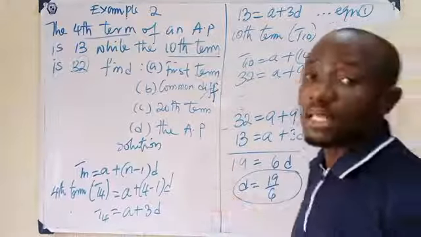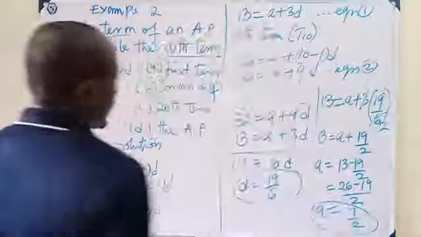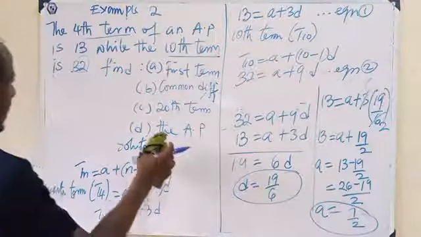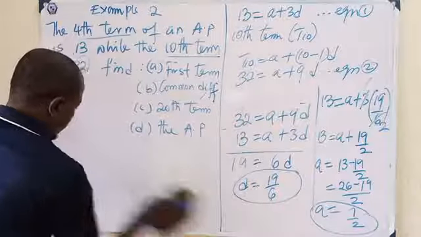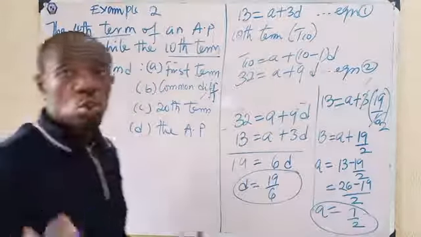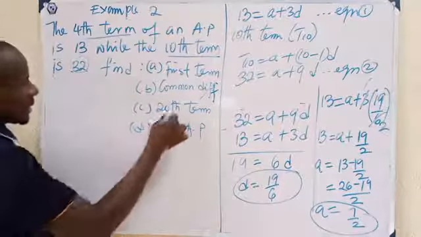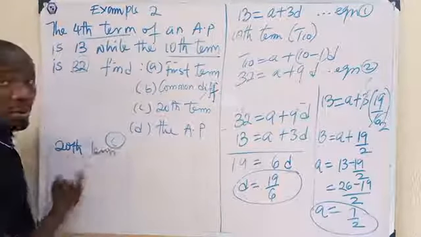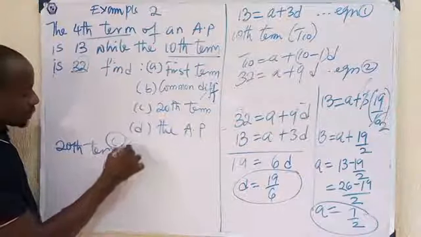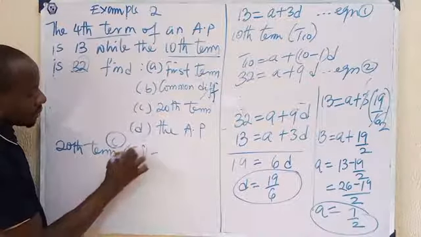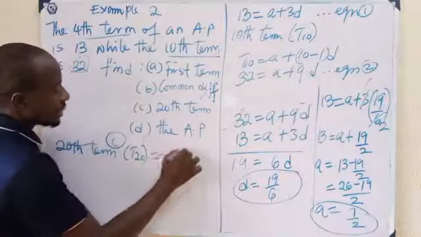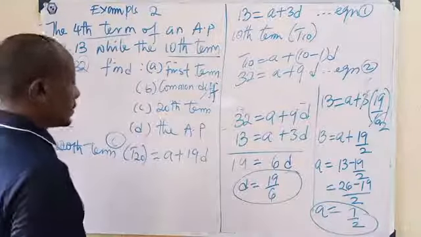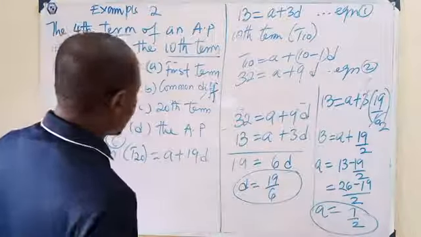So they said we should find the 20th term and the AP. So let's go back to this. We can clean this side. So the 20th term, 20th means T20. We are looking at question C now. The 20th term, T20, is equal to A plus 19D. A plus 19D, right?